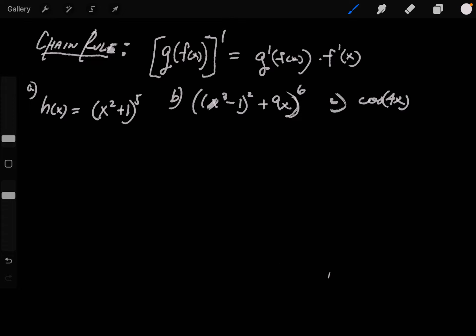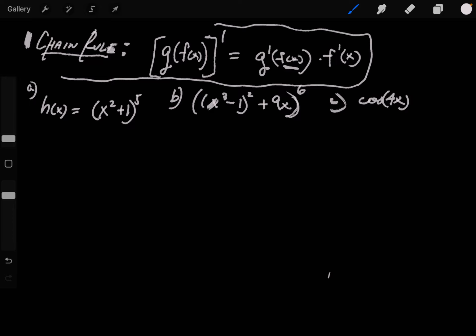Okay, and what we're gonna do now is investigate how to use chain rule. Chain rule basically says that if you have one function composed within the other, so this is f of x composed inside g, then the derivative is the outer function with the inner function plugged in times the derivative of the inner function.